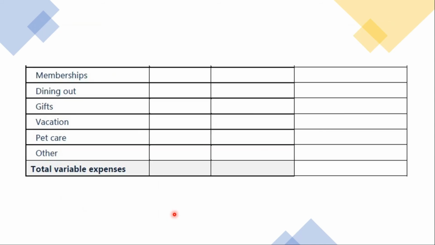Right, let's see a little further. Memberships, do I belong to the gym or a professional institution that I pay for? Dining out. It is said if you dine out more than twice a week, then it's too much. You're wasting money. Some people say that's too much. Gifts, do you put money aside? Vacation, do you go on vacation? Do you put money aside? Pet care, if you say my pets are my children, that's perfect, and then keep money aside. Anything other that you can think of, and then we have a total variable expenses.